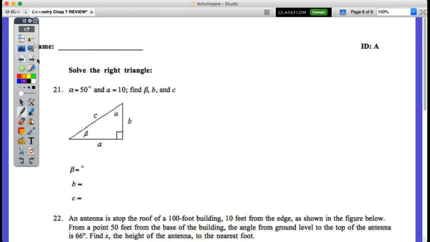So, A is 50. This A is 10. So this is a Greek letter beta, it's B. Beta is how many degrees? 40. So if I have a 40-degree angle and I want to find B, that's opposite over adjacent. That's tangent.